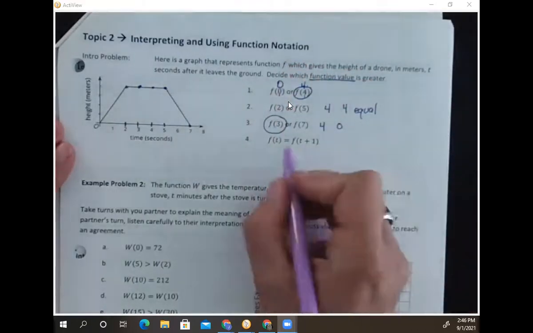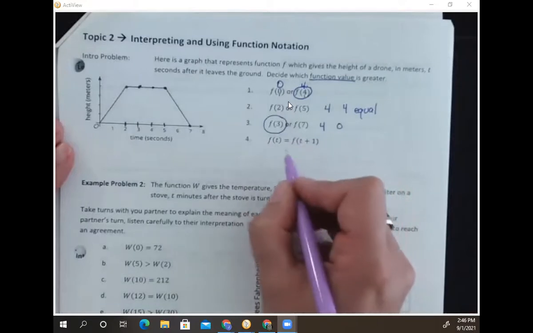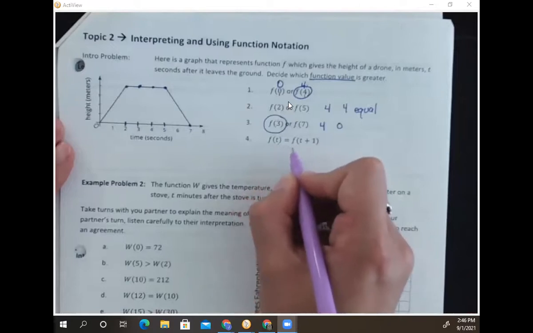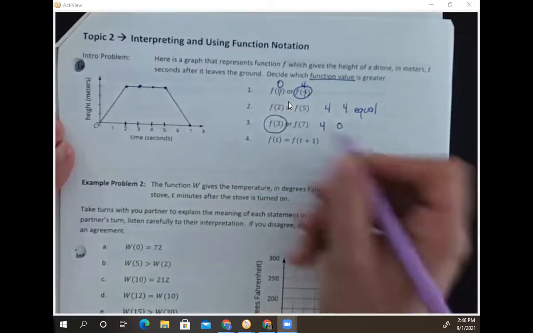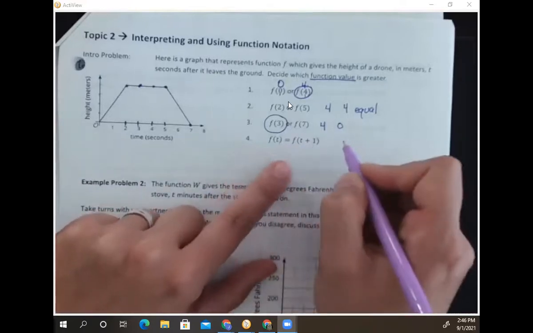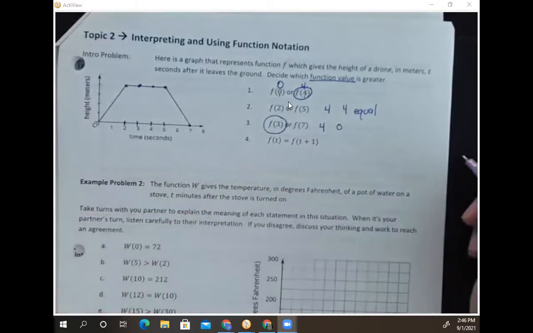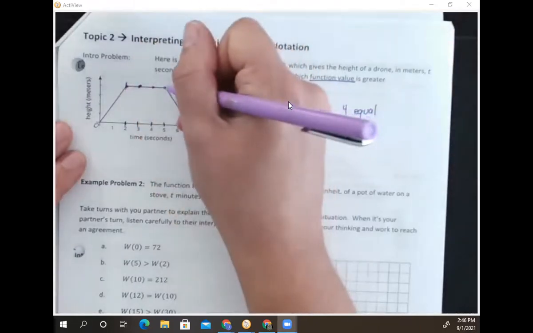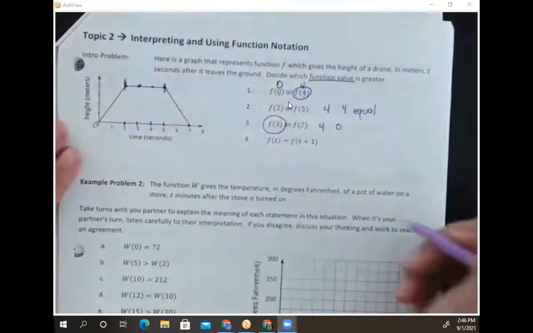And then for number 4, we've got a little expression here. We're going to figure out the values of t that make it true. So this says f of t equals f of t plus 1. So what this tells me is that the height at some time is equal to the height 1 second later. So I'm looking for a stretch of time where the height stays the same from 1 second to the next. Do we have a portion like that on this graph? Do we have a section of that here? Yeah, from 2 seconds to 5 seconds, our height is the same.